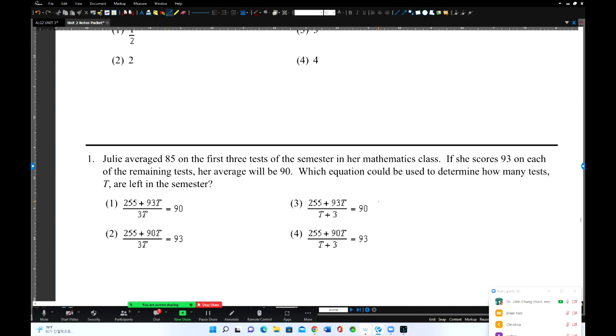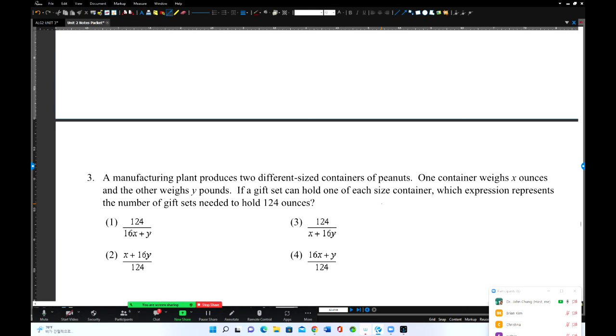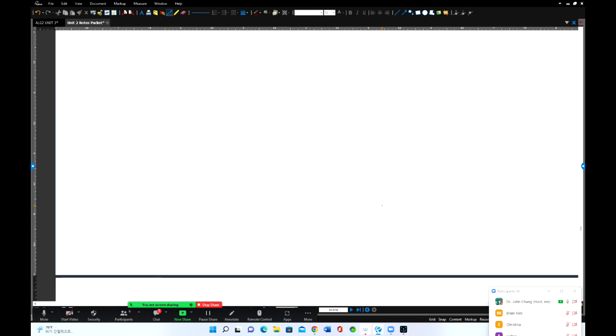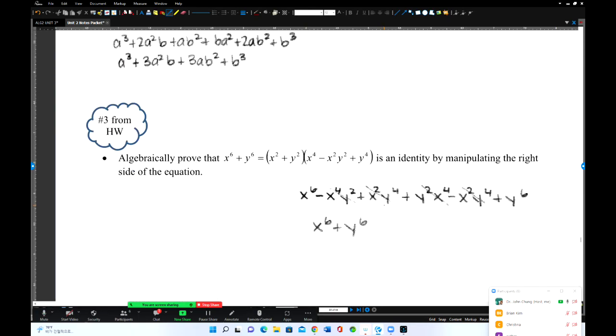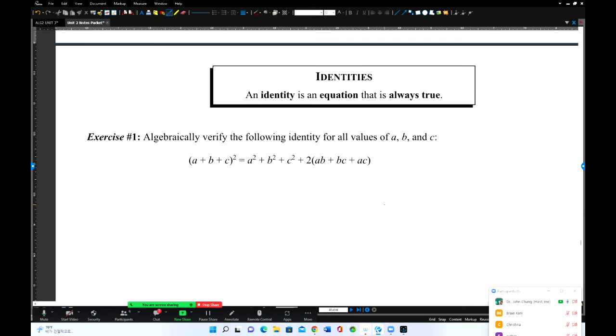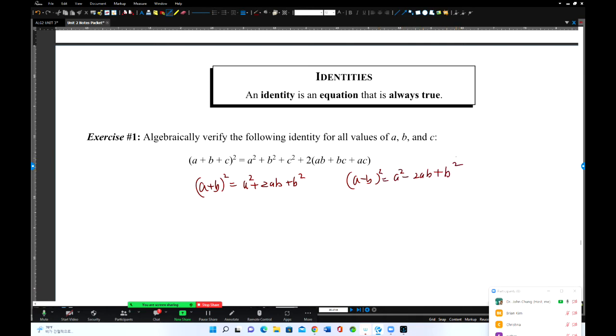We don't need this one today. We're going to jump. Okay, maybe this is the identity. a plus b squared equals a squared plus 2ab plus b squared. a minus b squared is a squared minus 2ab plus b squared. You have to memorize this one, okay?